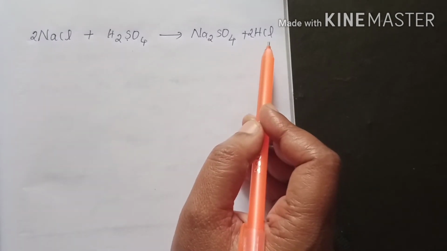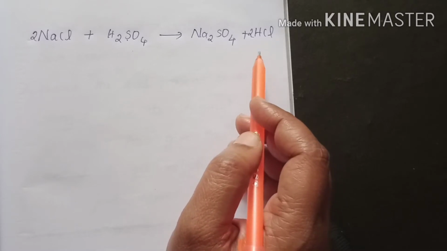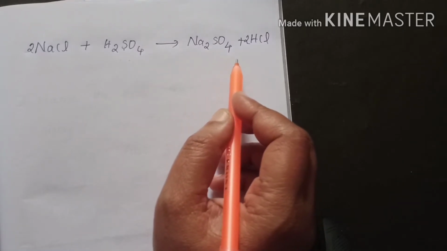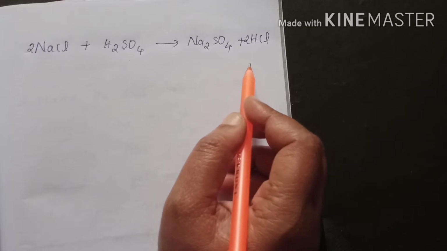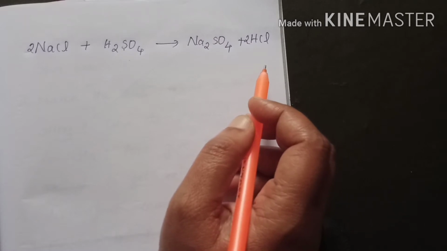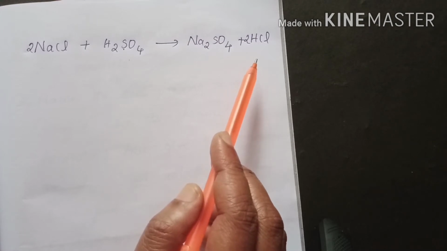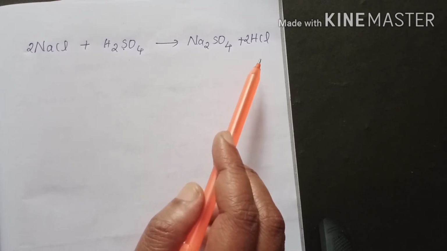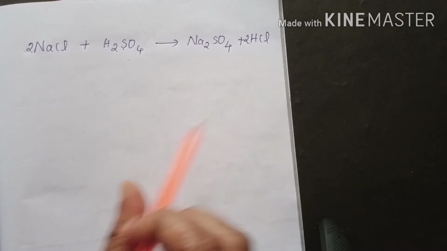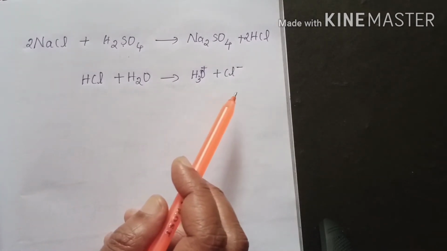Here the gas produced is hydrogen chloride and it is acidic in nature. So it will turn blue litmus paper to red. But in this activity, the hydrogen chloride gas changed the color of the wet blue litmus paper only, and there is no color change in the case of dry blue litmus paper. It is because the hydrogen chloride gas produces H plus ion only in the presence of water. It cannot produce H plus ions in the absence of water. That is, HCl plus H2O gives H3O+ plus Cl-.